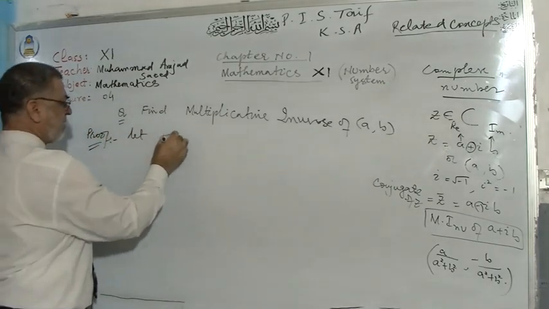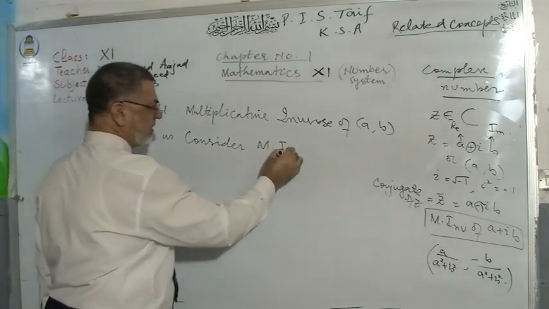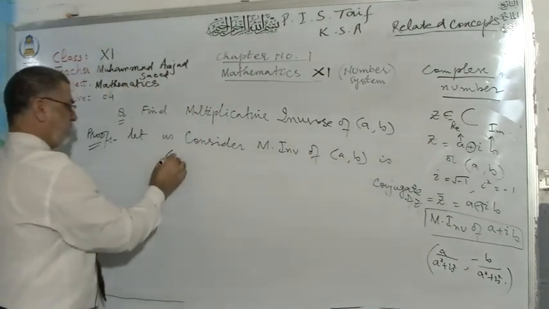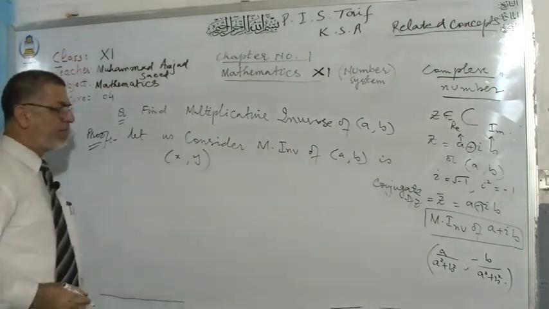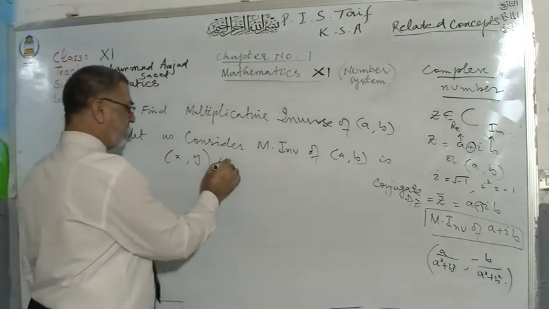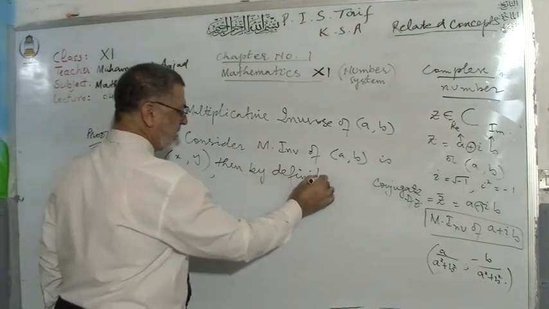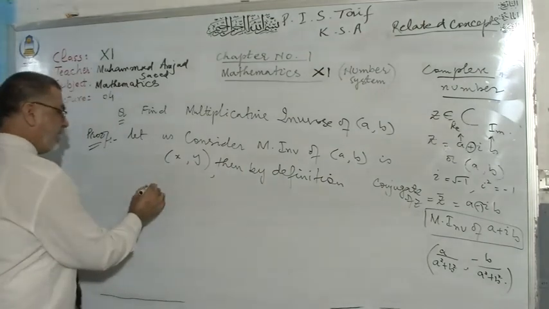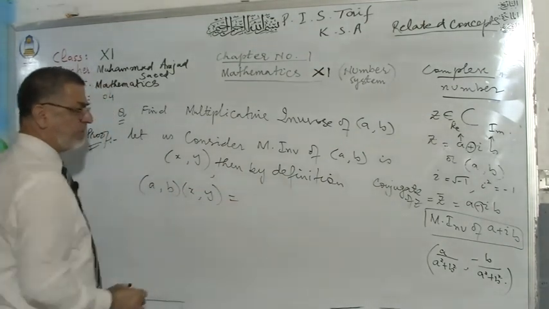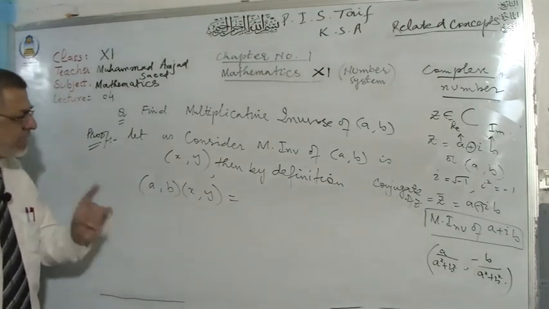Let us consider the multiplicative inverse of a plus iota b is x plus iota y. In fact, we have to find the value of x and y. Then by definition, multiplication of two multiplicative inverses will be equal to the multiplicative identity.